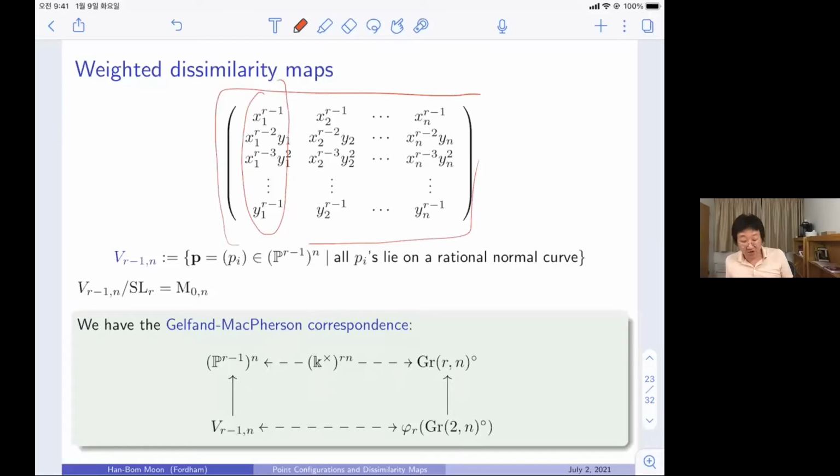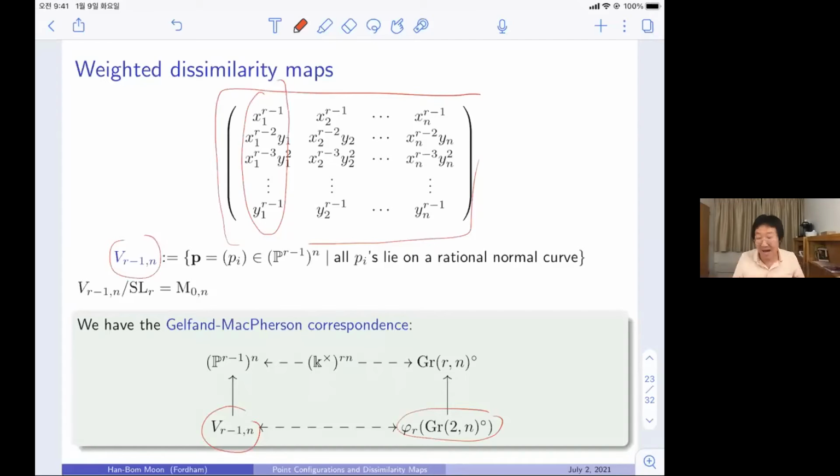So if we define V_{R,n} as the set of all n-point configurations lying on a single rational normal curve, then V_{R,n} has a nice theoretical correspondence with the image of Grassmannian G(2,n). More precisely, we can say that there is a Gelfand-MacPherson correspondence between these two varieties. I have to emphasize that this is not a birational map.